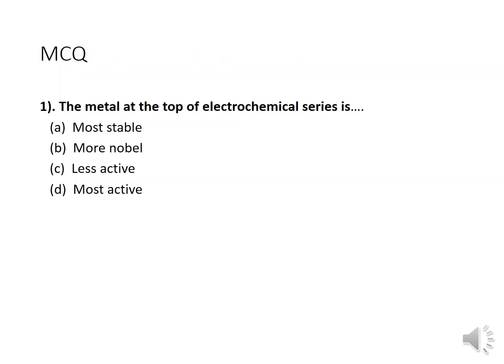MCQ on this topic: the metal on the top of the electrochemical series is. The galvanic series gives the idea about the stability or the reactivity of the metal. Metals at the bottom of the series are stable metals, noble metals, while at the top of the series they are more active metals. The answer is more active metal.